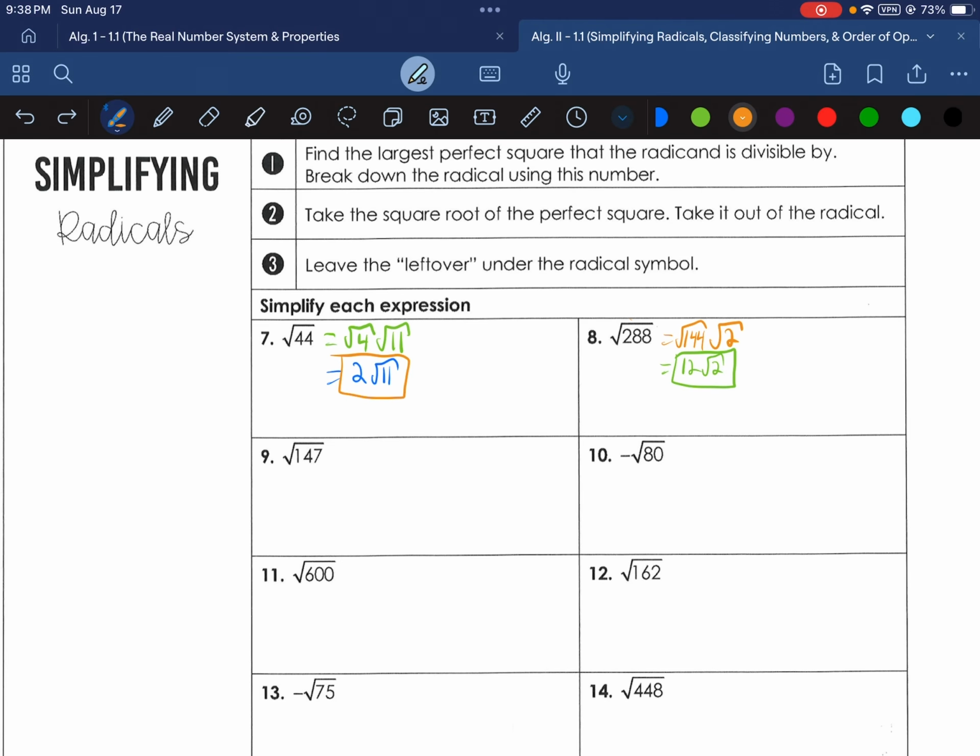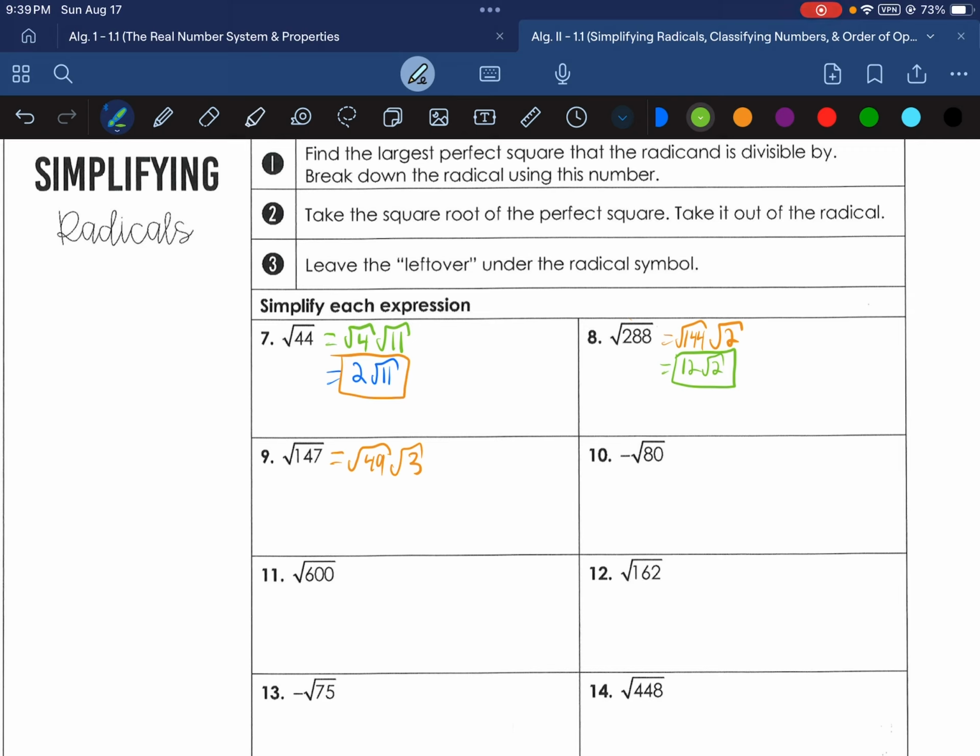Number 9, the square root of 147. So once again, I'd encourage you to try and find the biggest perfect square that goes into 147. And I would encourage you to do that with all these problems by pausing the video, working on it, and then playing the video once you've attempted it. So here it would be the square root of 49. 49 goes into 147 3 times.